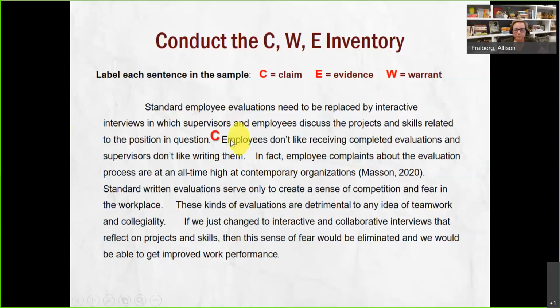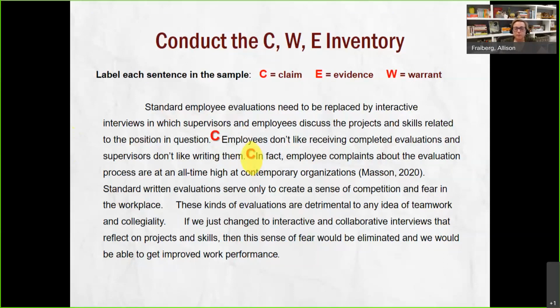Employees don't like receiving completed evaluations, and supervisors don't like writing them. What do you think that is? Claim, evidence, or warrant? It's a claim because reasonable people could disagree about this. We can have different outcomes.